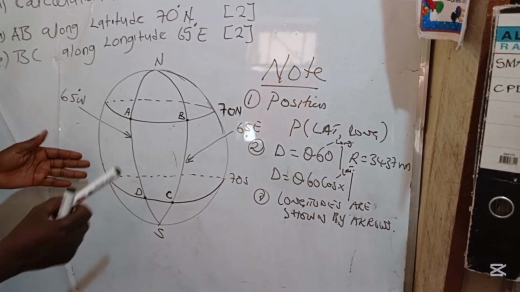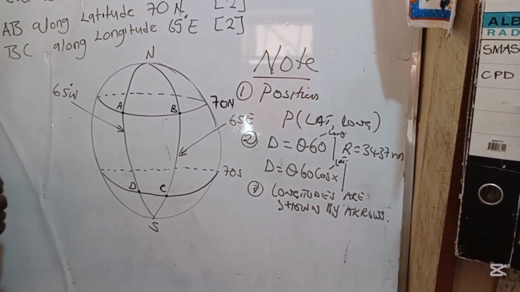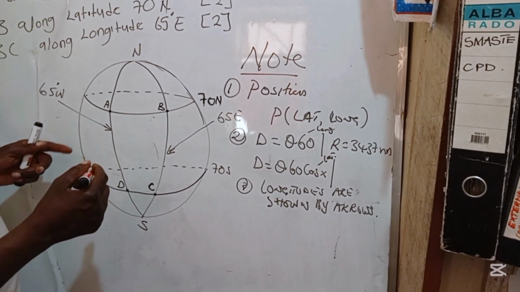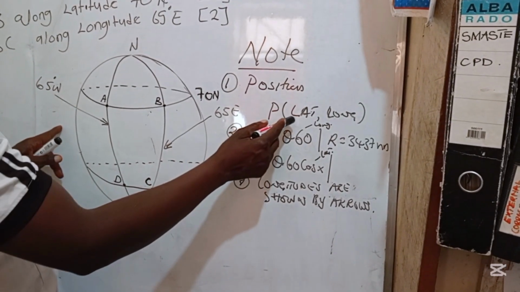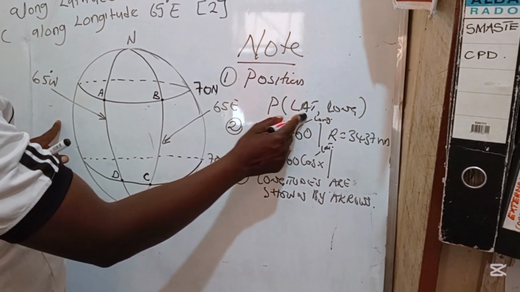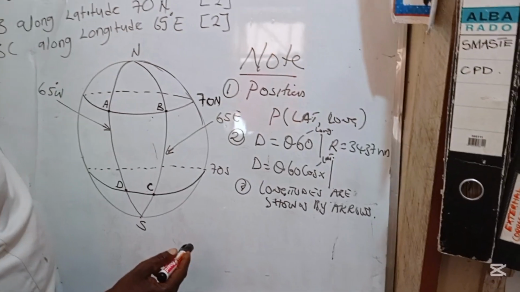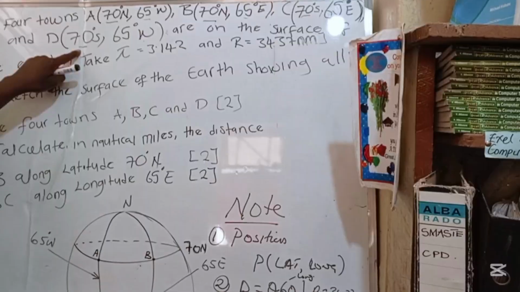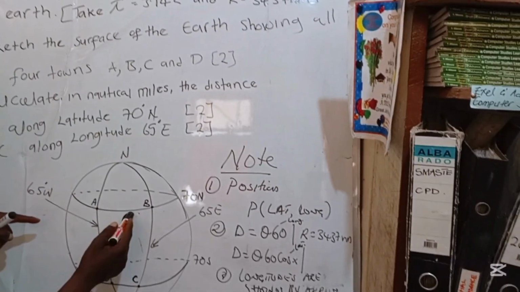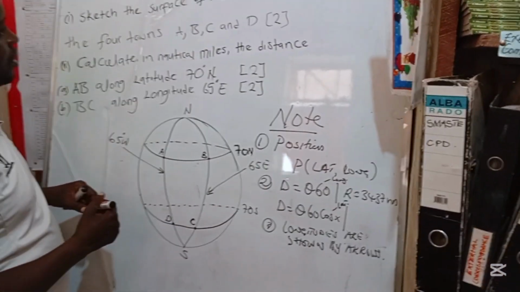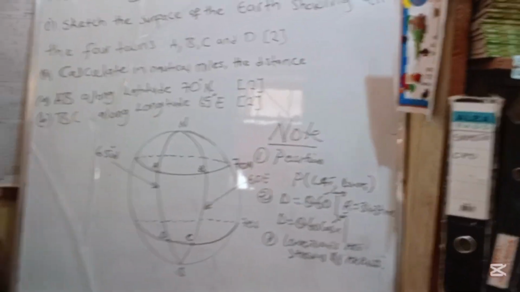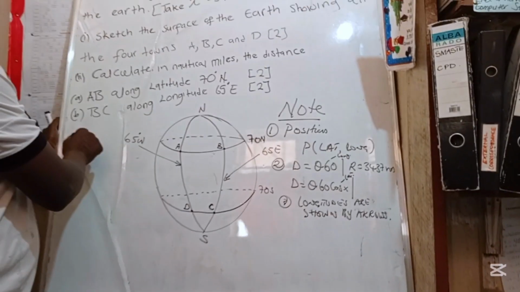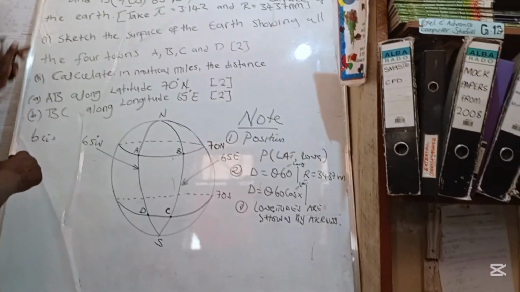So in short, what is important? What is the prior knowledge? The prerequisite knowledge that you should have is to be able to understand the positioning. We start with the latitude and longitude. I was able to identify that I need these latitudes, the north and the south, 70. That's why I was able to sketch them like this. So that is about sketching, and this is number B, part 1.